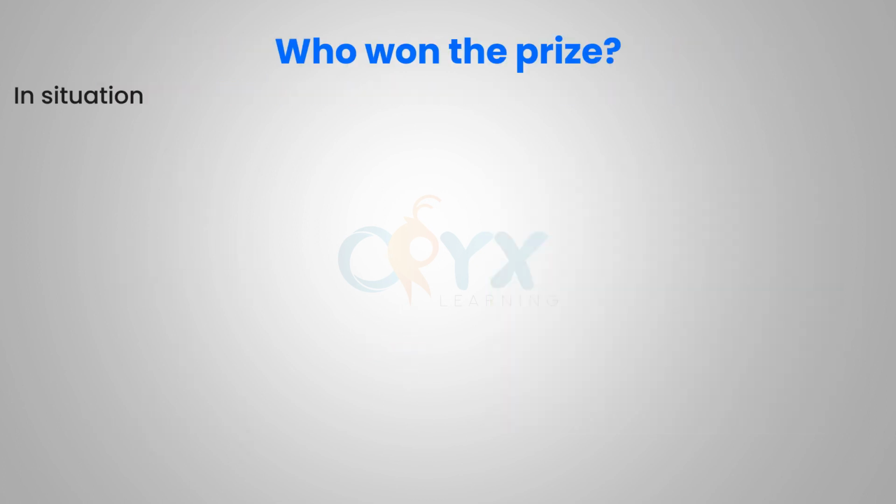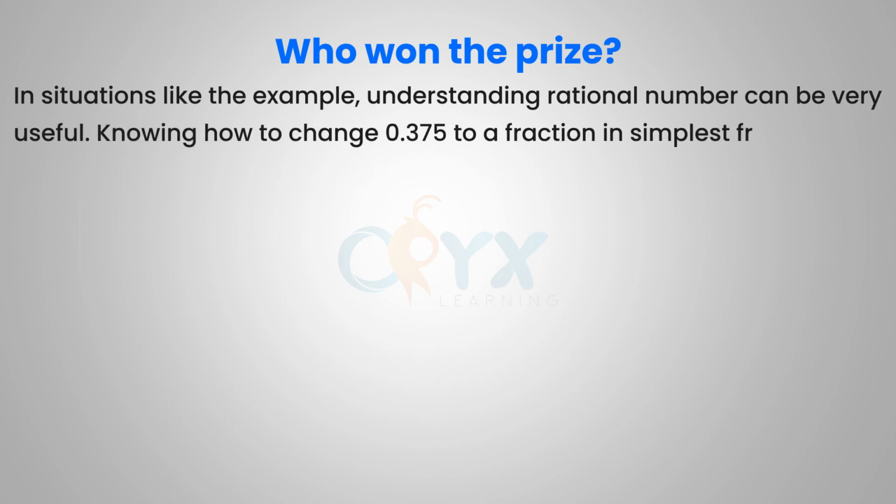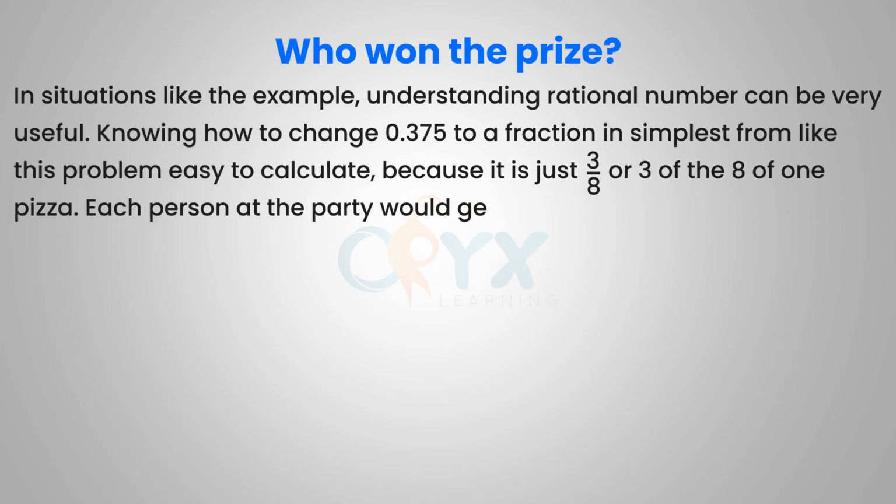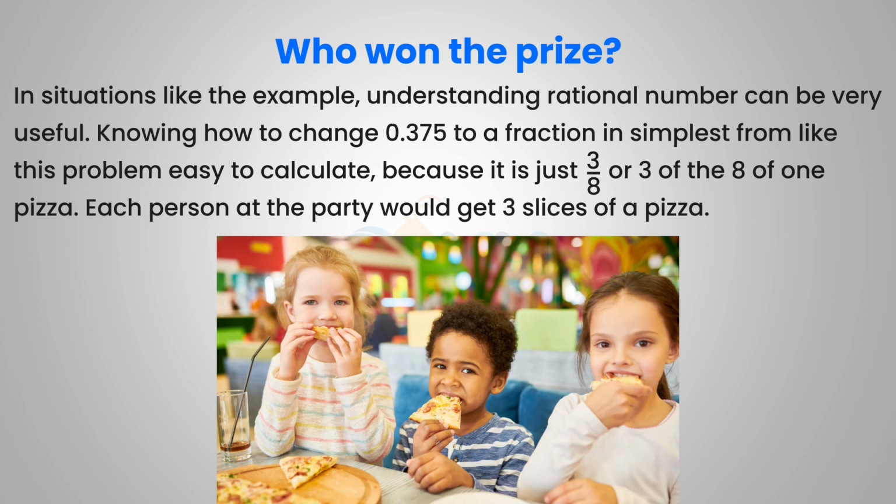Now back to our pizza example. In situations like the pizza example, understanding rational numbers can be very useful, as we saw. Knowing how to change 0.375 to a fraction in simplest form makes it pretty easy to calculate, because we just have to figure out that 3/8, or 3 of the 8 pieces of pizza, would be the amount that we get to eat.